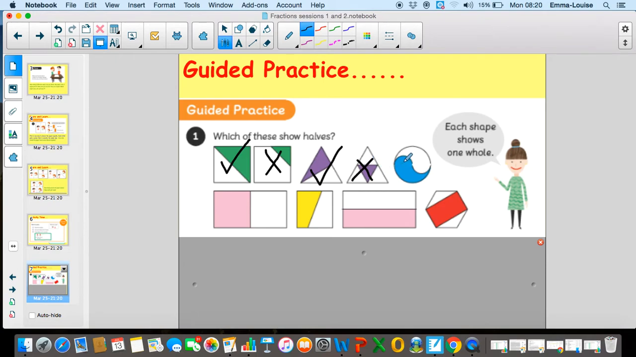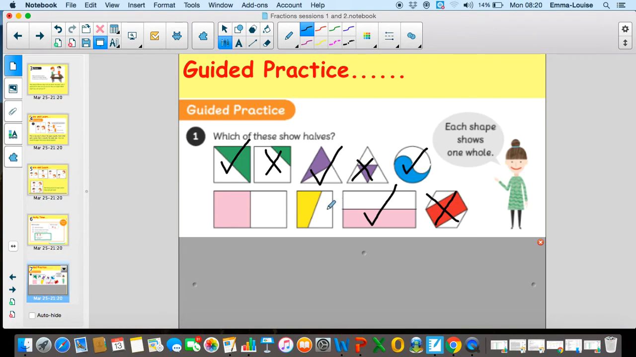I can see a half here, even though it's been shared in a very unusual way. I think if I were to cut out the white part and lay it on top of the blue one, they would be the same size. Is this a half? No, it can't be. There's 3 parts and they're not equal. Is this a half? Yes, I agree.